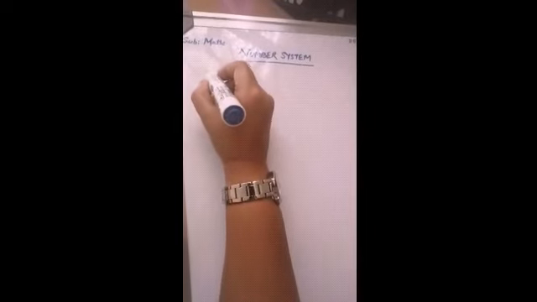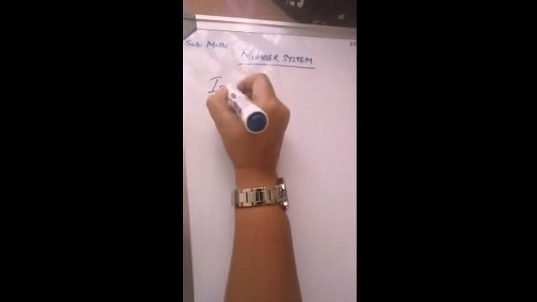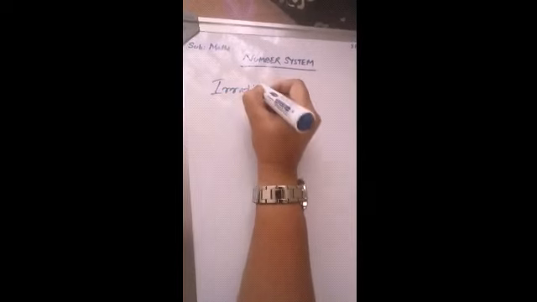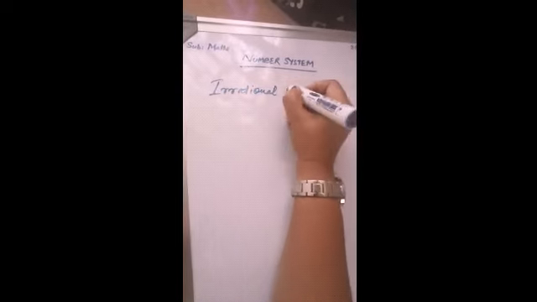Okay. Now students, we come across another type of number which is known as irrational number.